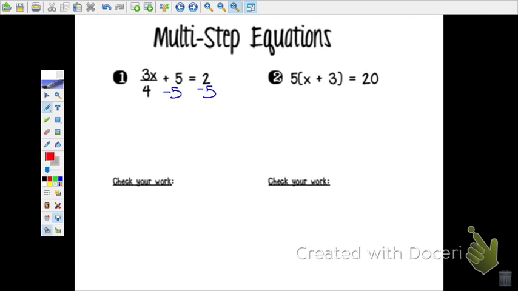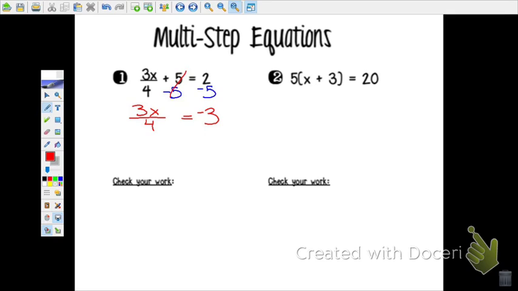So when I subtract 5 from both sides, I drop down my 3x over 4. My 5 minus 5 is gone. Drop down my equal sign. 2 minus 5 is negative 3. So now I've got just one term left, but I still have 2 numbers left. Need to remember that fraction bar is like a grouping symbol. It is splitting the numerator and the denominator.